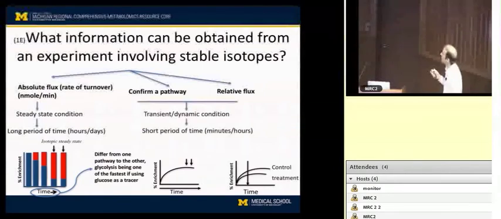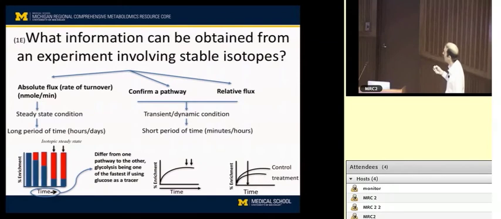So to confirm a pathway or to measure relative flux, we can use a transient or dynamic condition. So instead of looking here at an isotopic steady state, we look at the change from unlabeled towards full labeling, and we want to see how quickly we go from here to here. So instead of looking way out here, we look at some earlier time point and compare two groups and say, okay, my control group has achieved this level of labeling. My treatment group at this time has achieved a lesser level of labeling.